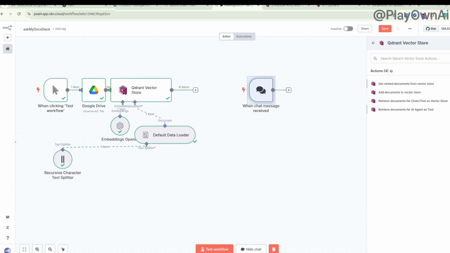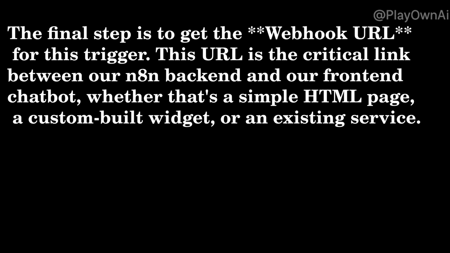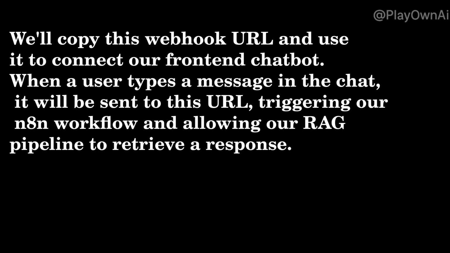The final step is to get the webhook URL for this trigger. This URL is the critical link between our N8N backend and our front-end chatbot, whether that's a simple HTML page, a custom-built widget, or an existing service. We'll copy this webhook URL and use it to connect our front-end chatbot. When a user types a message in the chat, it will be sent to this URL, triggering our N8N workflow and allowing our RAG pipeline to retrieve a response.